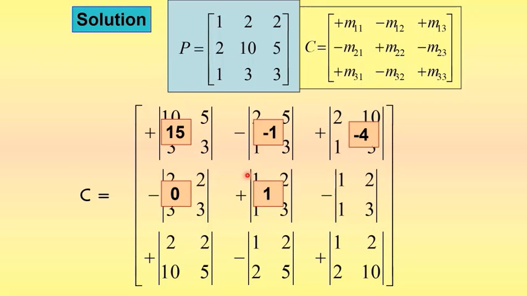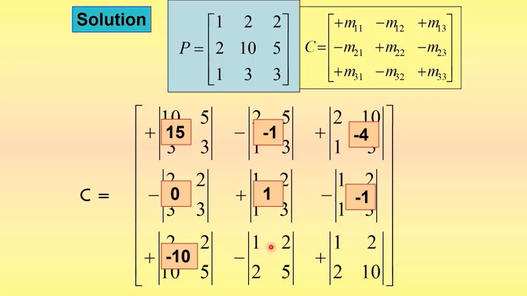Next 2 3, so negative sign, eliminating the second row third column, the remaining is 1 2 1 3. Same as this one, so we have -1 due to negative sign here. And then the last row, third row first column 3 1, eliminate the third row first column, remaining is 2 2 10 5, sign is positive, and then the determinant AD minus BC, so you have 10 minus 20.